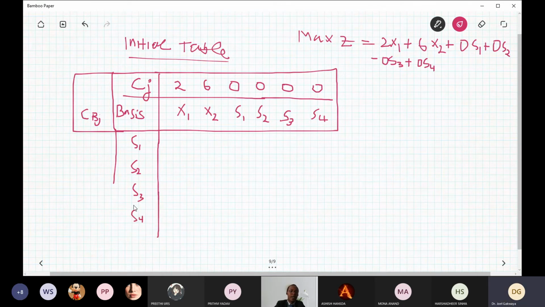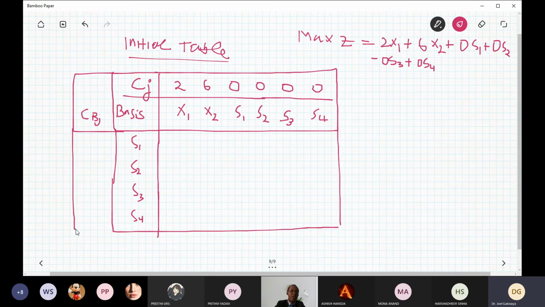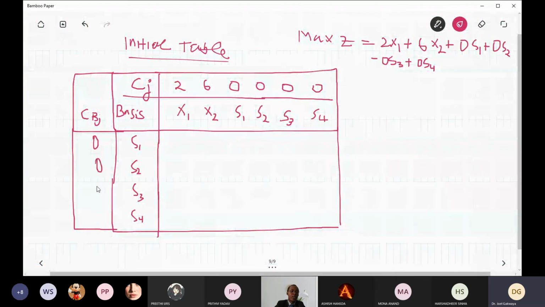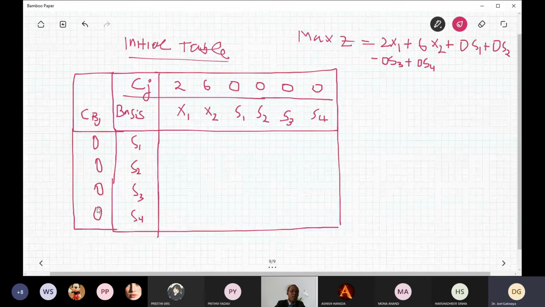Clear? Now, what are the coefficients of these? The coefficients of these are zeros at initial. You have them as 0 for S1, 0 for S2, 0 for S3, and 0 for S4.